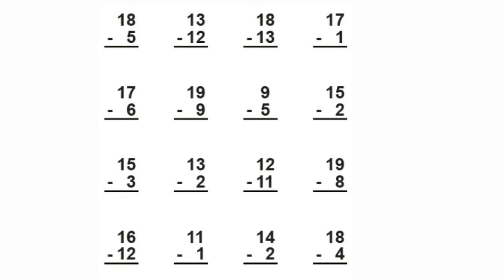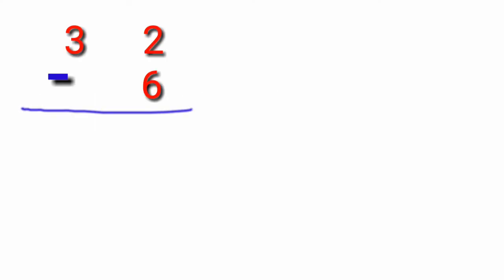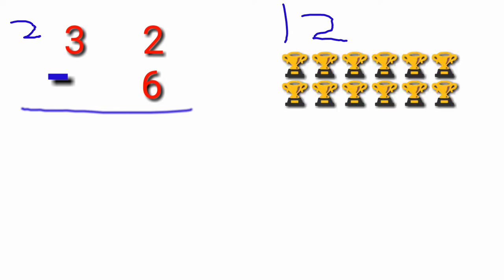So now we move to subtraction with borrowing. Subtract 6 from 32. 2 minus 6, it can't. So you have to borrow 1 from 3, which gives what? 12. When you add that 1 with 2, it equals 12. And the 3 changed to what? 2, because it gave 1.